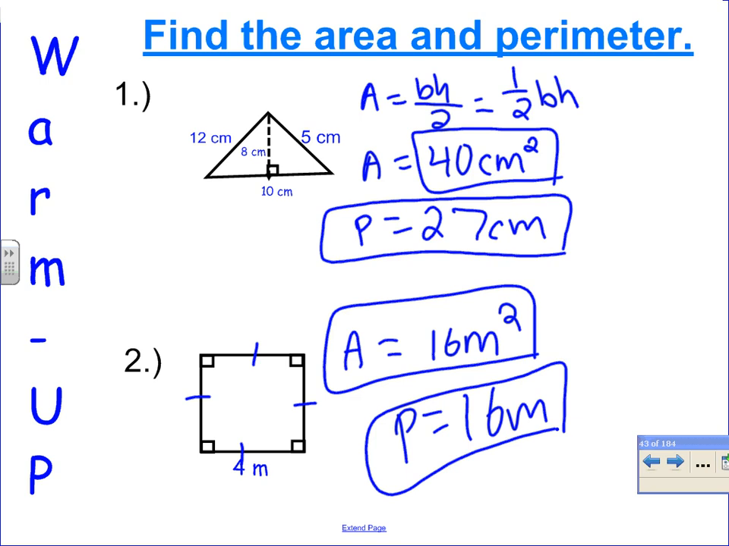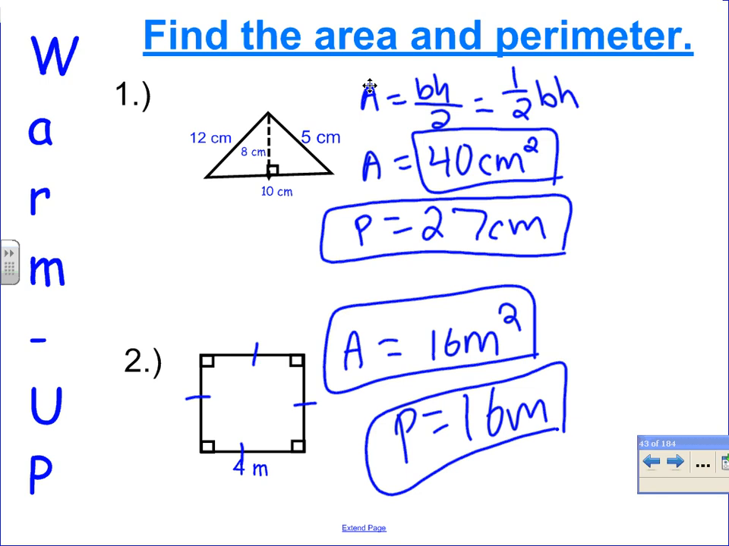Emma M? For the triangle? Oh, you probably just added wrong. 12 plus 10 plus 5 is 27. Remember, perimeter is distance around, so you want to add up all the numbers around the triangle. Area is half the base times the height. Okay?